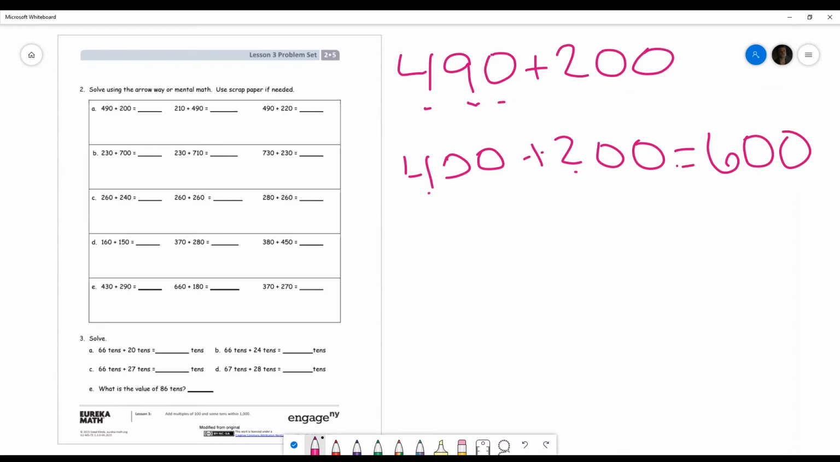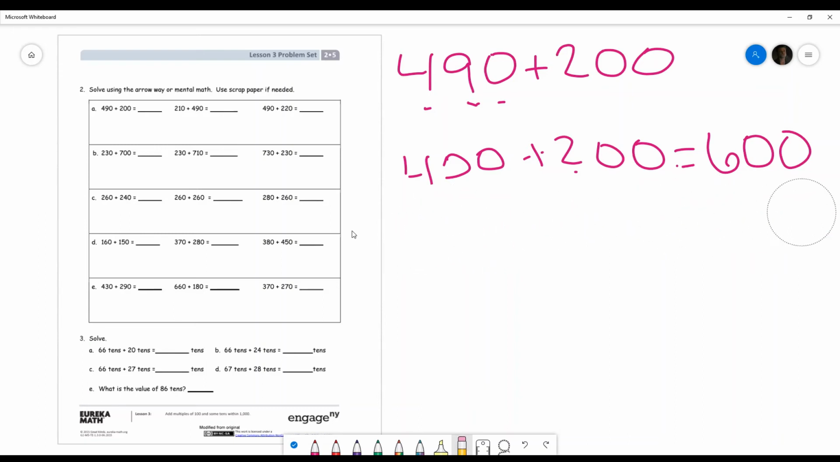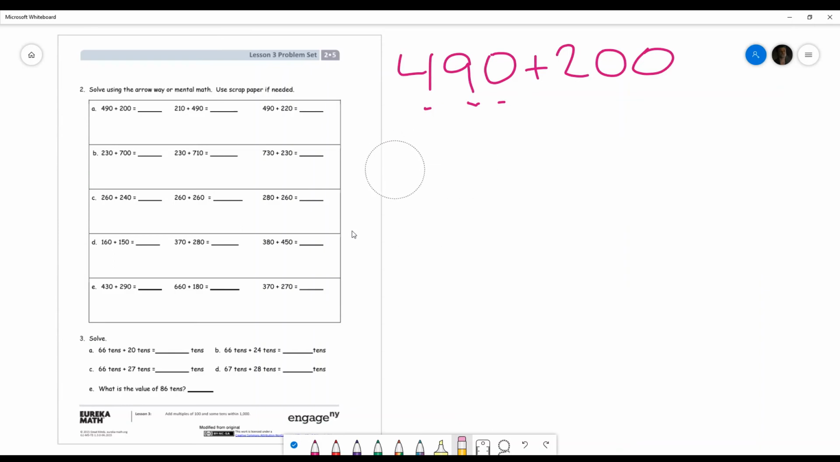But I still have a 90. I have 9 tens. So I add that to my 600. See how much easier that is than adding this on your own? 600 plus 90 is 690. Okay, let's try another one, the mental math way. See how that is much easier to do in your head than adding the traditional way, regrouping?